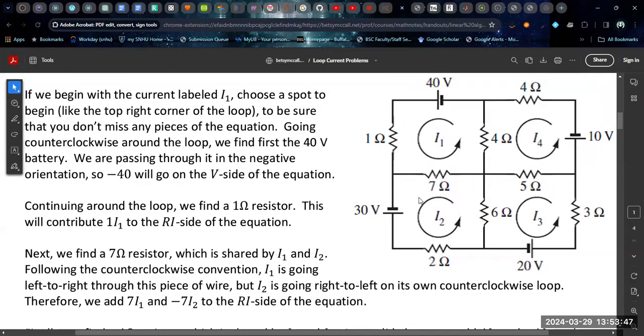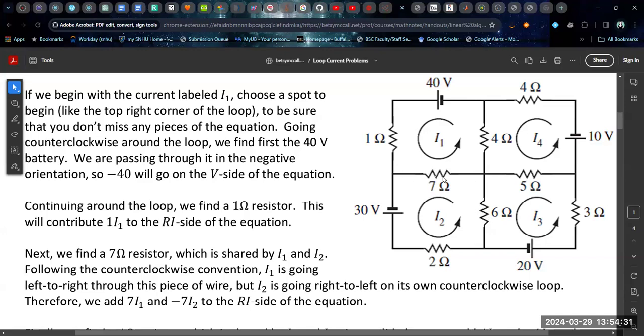So for instance, as we go around our I2 current here, again, this one is shared, this resistor is shared by I2 and I1. So this will be 7I2 minus 7I4. Now we're going through another battery, again, from the small side to the large side. So we designated that as negative. So negative 30 will go on our voltage side of the equation. Then as we go through our 2 ohm resistor, that is only 2I2 because it's on a section of the loop that has no other currents on it. And then on this one, we'll also add 6I2 minus 6I3.